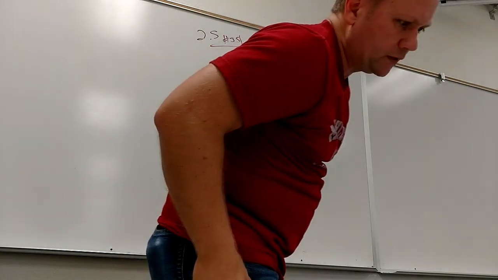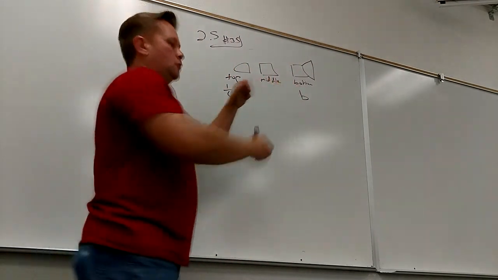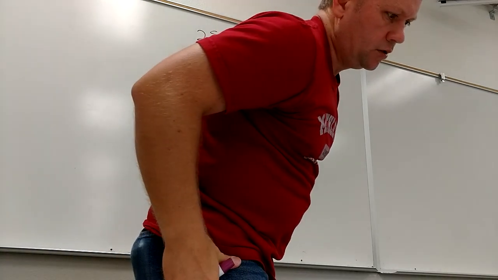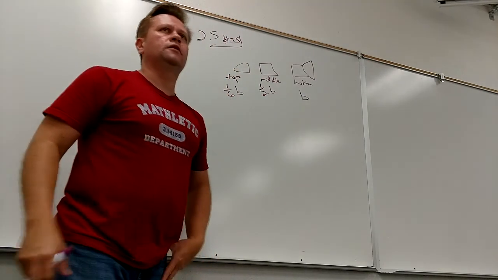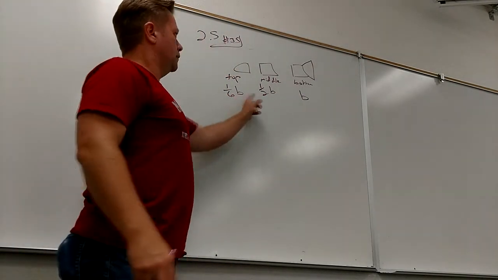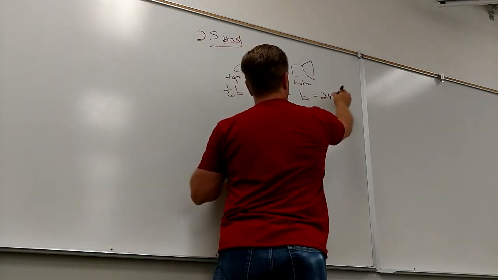And what else did it say? The middle is 1/2 that. So 1/2 B. And then they say the total length is 240 feet. What do I do with them then? Add them all up to make 240.